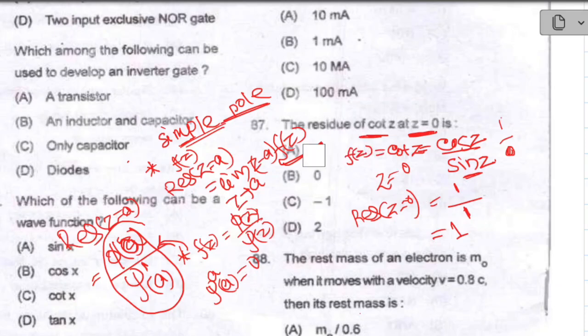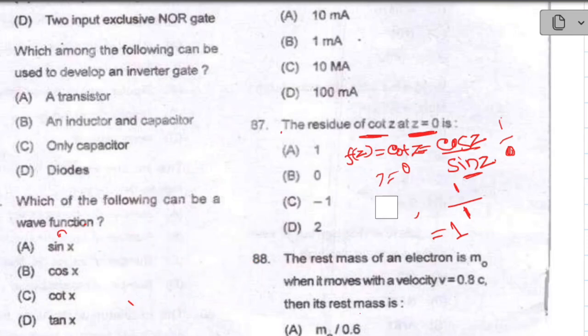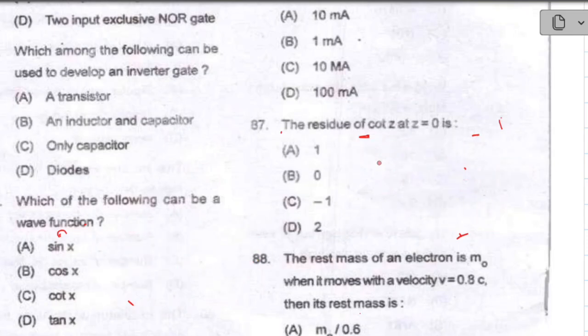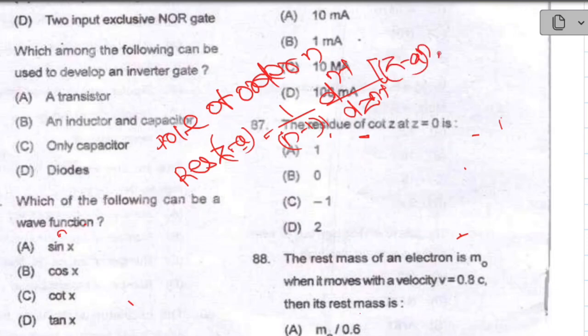In a similar way, you should remember how to calculate the residue of a complex function for a pole of order n. For a pole of order n, the residue at Z equals A equals 1 by (n minus 1) factorial, d to the power n minus 1 by dz to the power n minus 1, of (Z minus A) to the power n times f of Z. So this is for a pole of order n.